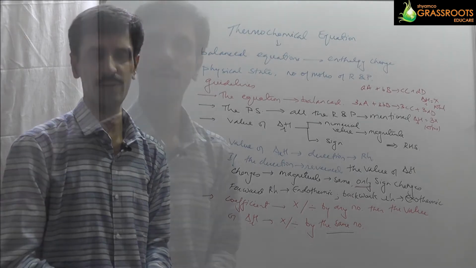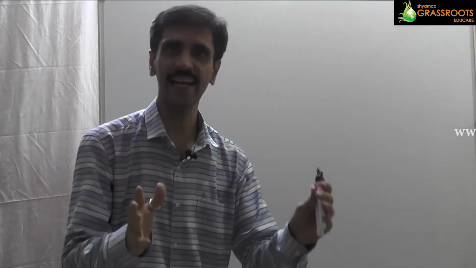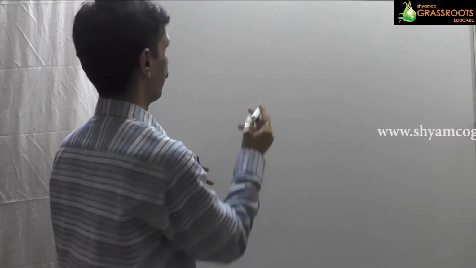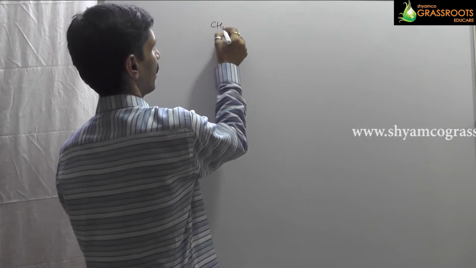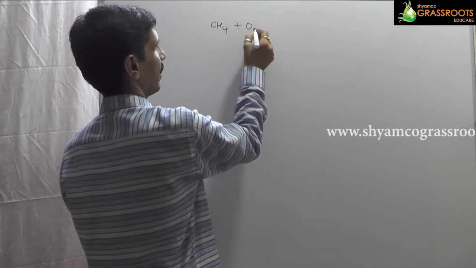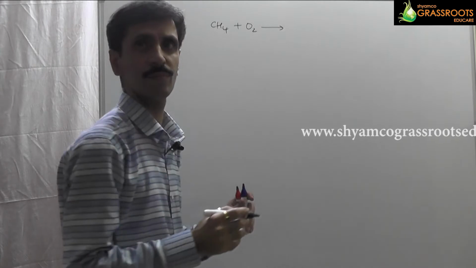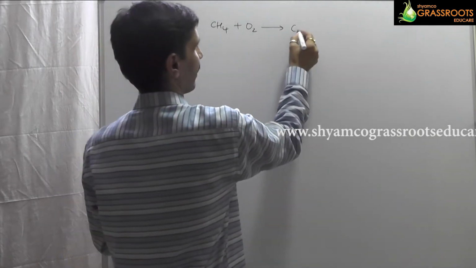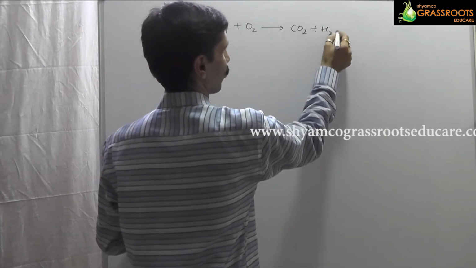Okay, very good. Now my dear friends, as I have given you the guidelines of a thermochemical equation, let me just explain to you with the help of a simple example. Okay, example लेंगे हम मीथेन का, CH4, it will be treated with oxygen, as a result of which you get CO2 as well as H2O.